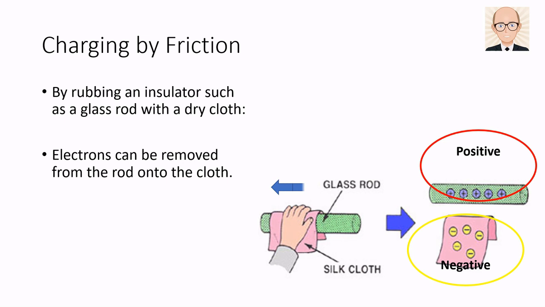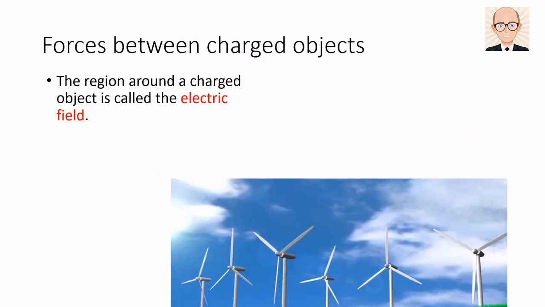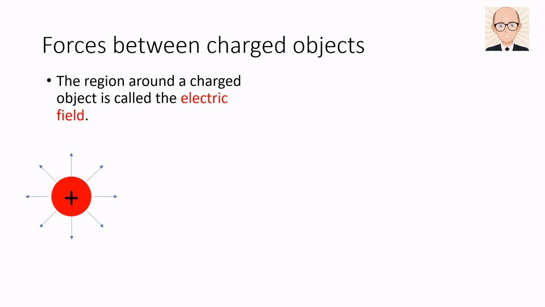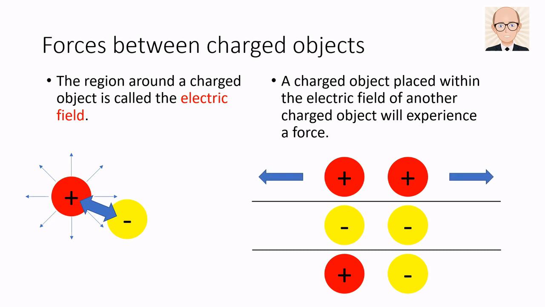The region of space around a charged object is called the electric field. Not quite, but I see where you're coming from. No, the electric field is what we call the three-dimensional space around a charged object. If another charged particle is placed within this electric field, the two charged particles will experience a force, and so they will be pushed either towards or away from each other. Like charges, such as positive to positive or negative to negative, will repel each other, while unlike charges will attract each other.